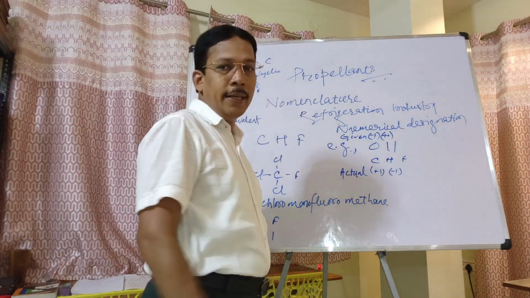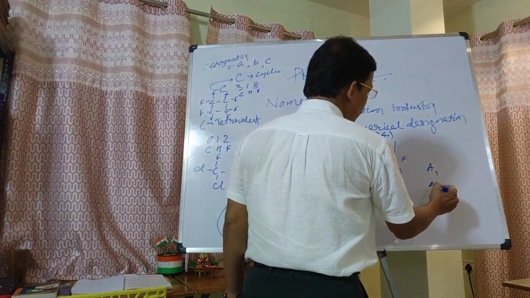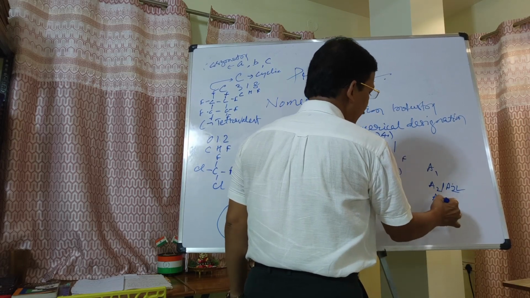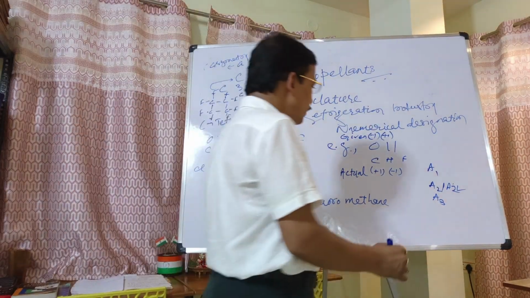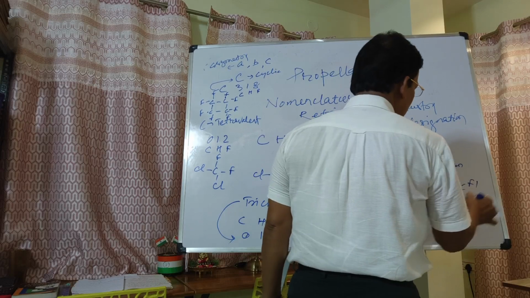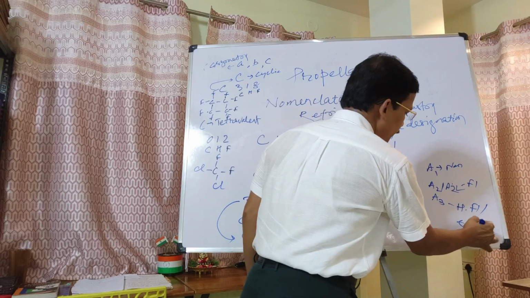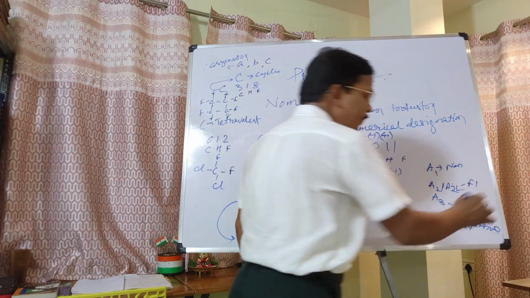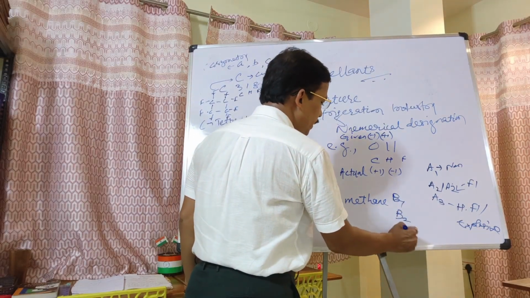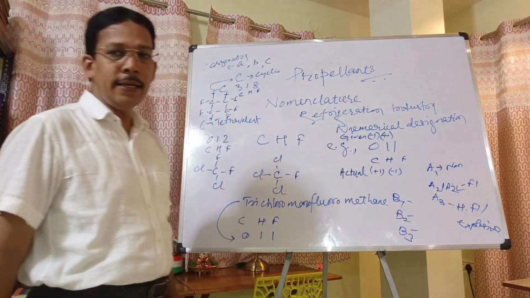And based on the flammability of the propellant, it may be named with A, A1, A2 or A2L and A3. So A1 is non-flammable, and this is flammable, and this is highly flammable, or explosive. Similarly, based on the toxicity of the propellant, it is numbered with B1, B2, B3. So B1 is non-toxic, B2 is medium, and B3 is highly toxic.